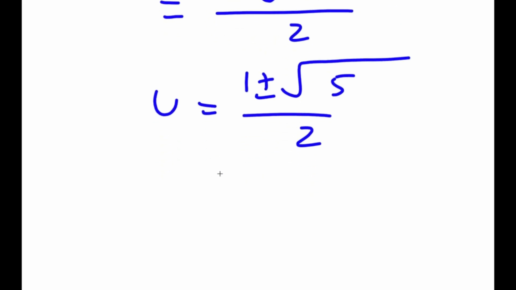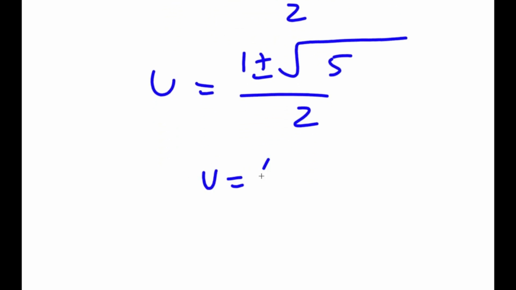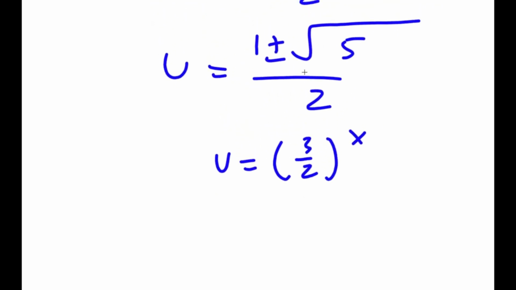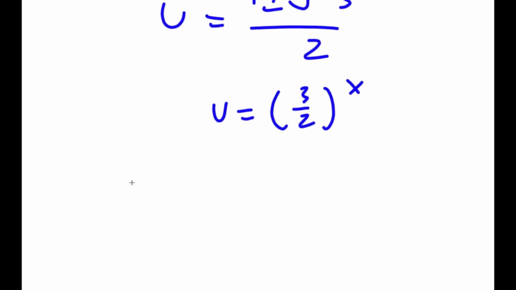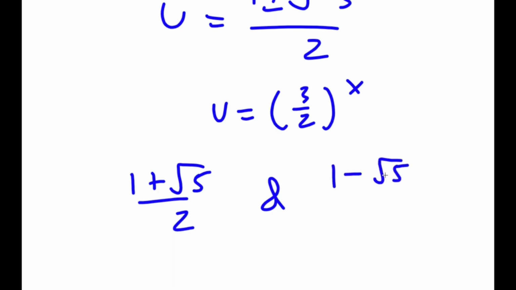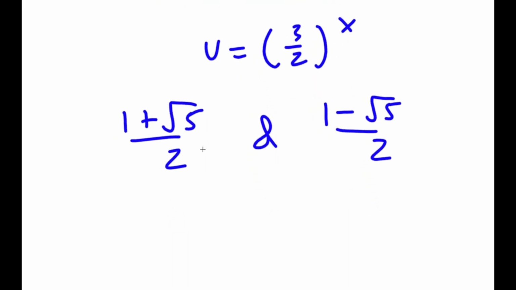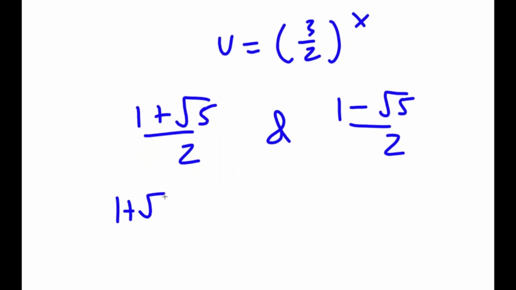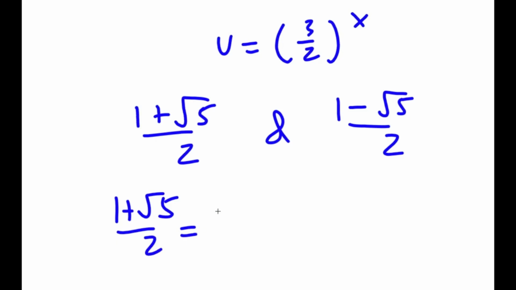Now remember, we set u equal to (3/2)^x. So right here, this is actually two solutions. We have 1 plus the square root of 5 over 2, and we have 1 minus the square root of 5 over 2. So let's start with 1 plus square root of 5 over 2. So I have (1 + √5)/2 is equal to (3/2)^x.